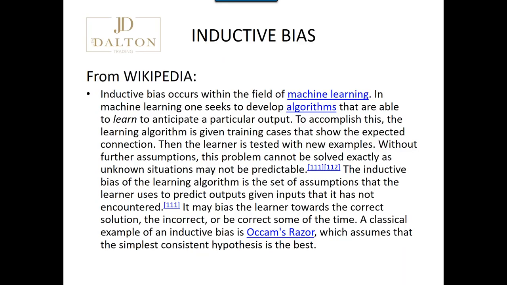This is something that's a little deeper to read through here. It's an inductive bias. Inductive bias occurs within the field of machine learning. I'm sorry, it's going to be a little heavy. In machine learning, one seeks to develop algorithms that are able to learn to anticipate a particular output. Boy, we all hear about algorithms all the time, and we think that's the be all and end all. To accomplish this, the learning algorithm is given training classes that show the expected connection. Then the learner is tested with new examples without further assumptions. This problem cannot be solved exactly, as unknown situations may not be predictable.